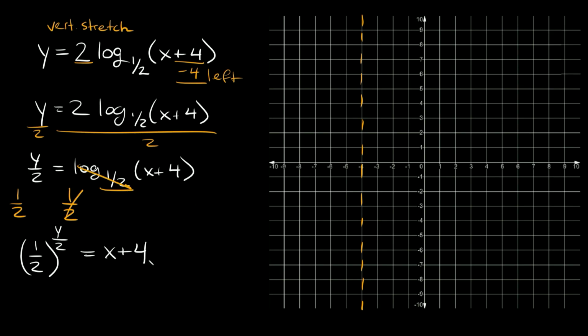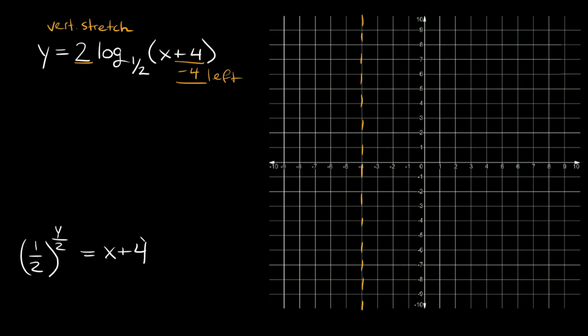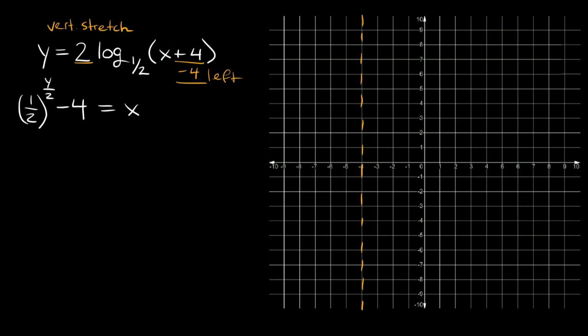And I'm going to make some room. All right, now the last thing we can do is move the 4 over, right? So then we're going to have 1/2 raised to the y over 2 minus 4 is equal to x. All right, so that's what it looks like in exponential form. So now we can make our table.